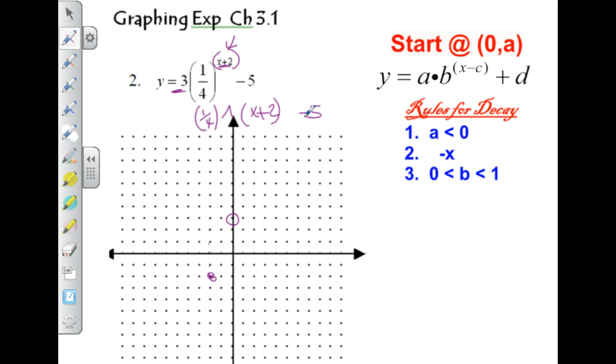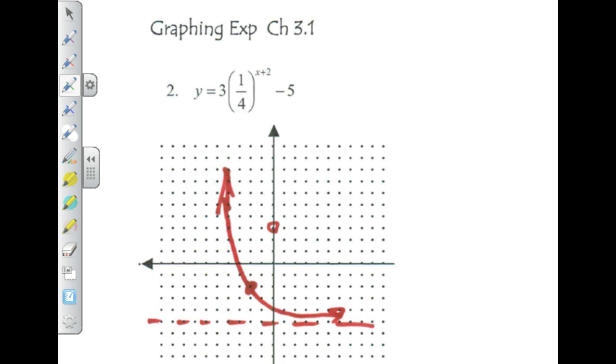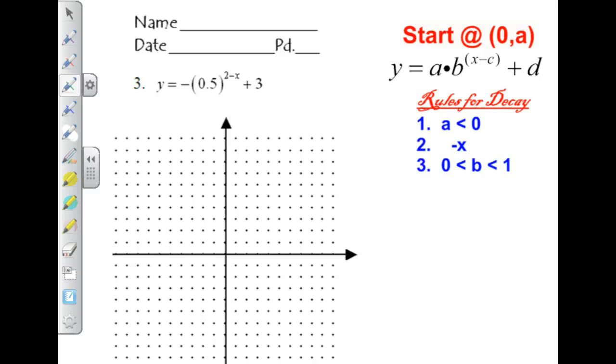So again, this would say, when does x plus 2 equal 0? When x is equal to -2, and that's why it's going 2 units to the left. This says 5 units down, but it's also my D shift, and that's where the asymptote's at. So 1, 2, 3, 4, 5, we'll put the asymptote at y equals -5, and because I only have one decaying factor, which is the b value between 0 and 1, this is also going to be some decay. And the final answer should look like this.